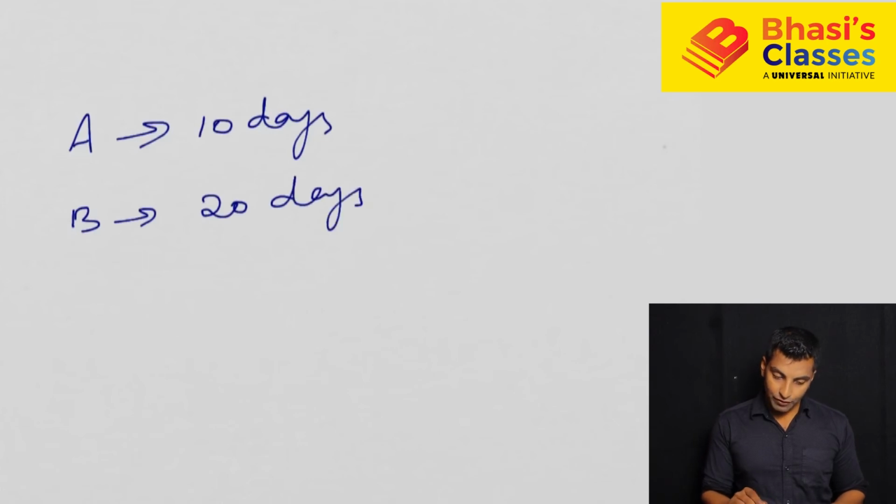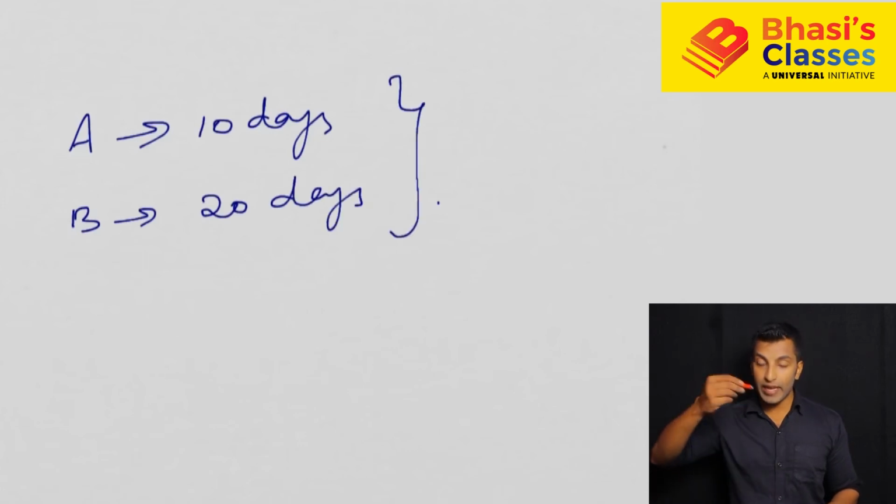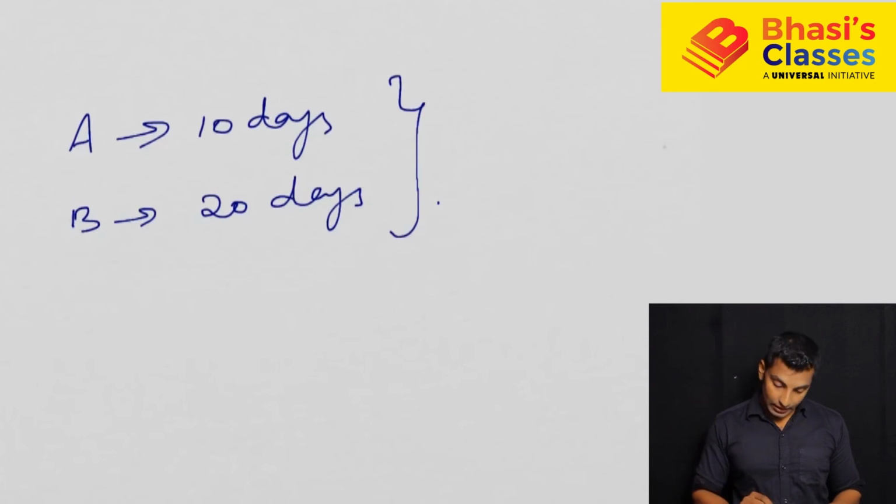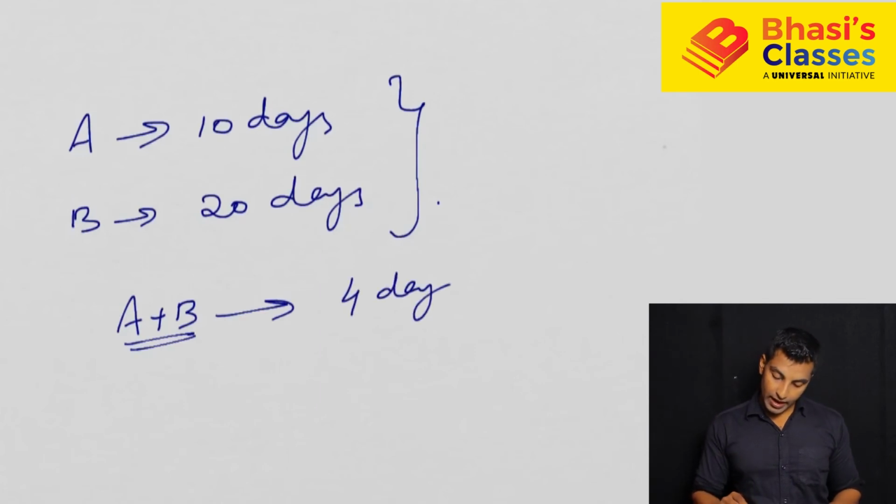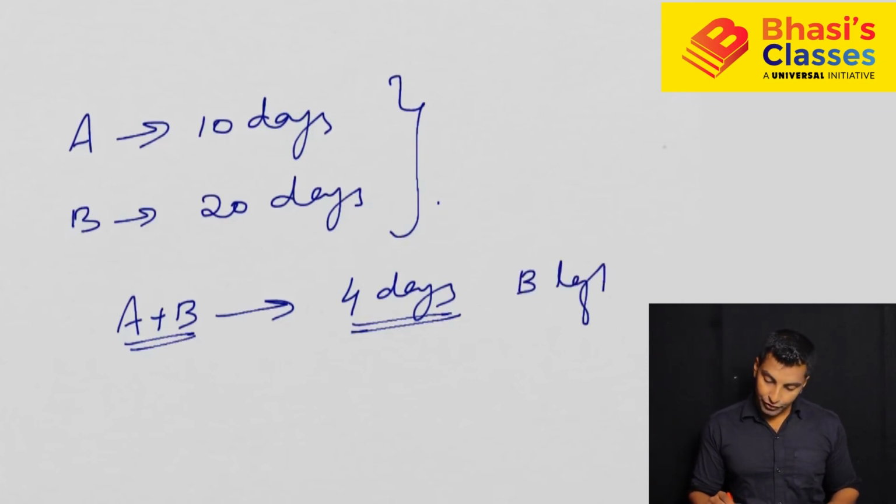Okay, so B can finish in 20 days. Now the story can be, they started working together. So A plus B together, they are working for how many days? They work for 4 days. Okay, they work for 4 days. And after this, B left. Okay, so B left after 4 days.